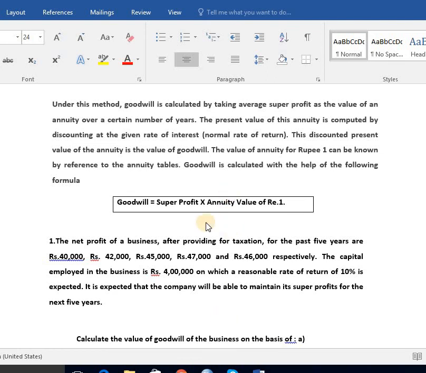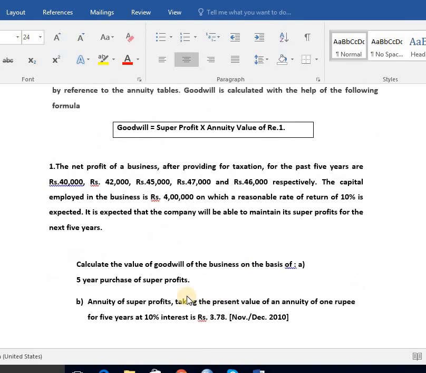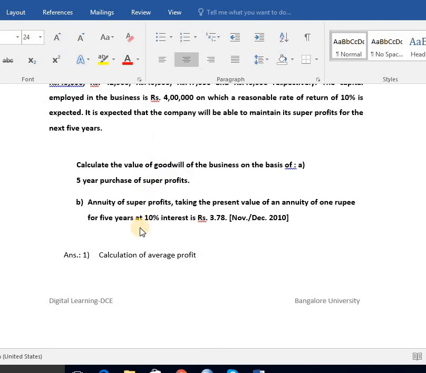The capital employed in the business is ₹4 lakh on which a reasonable rate of return of 10% is expected. It is expected that the company will be able to maintain its super profit for the next 5 years. Calculate the value of goodwill of the business on the basis of A, 5 years purchase of super profit, B, annuity of super profit. Taking the present value of an annuity of ₹1 for 5 years at 10% interest is ₹3.78, right? Now, let us calculate goodwill under super profit method.